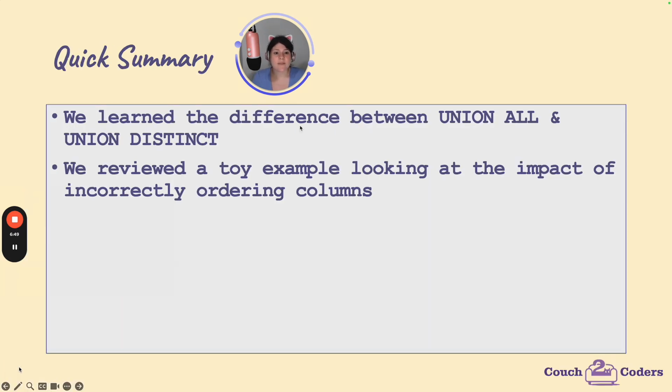In today's lesson, we covered the difference between union all and union distinct. We also reviewed a toy example looking at the impact of incorrectly ordering columns. In our final lesson for this module, I'll give you an example problem that you can practice on your own. See you there.